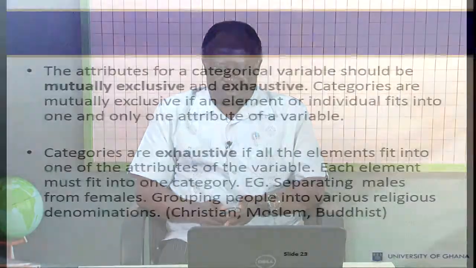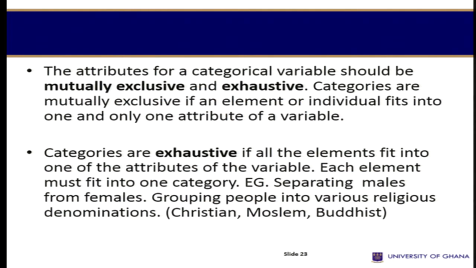For instance, if you have a group of people in this room and we classify them along religious lines as Christians, Muslims, or Buddhists. If every individual in the room belongs to one of these, and there is no one belonging to any other group, then it means we have exhausted our categories. That is exhaustive.